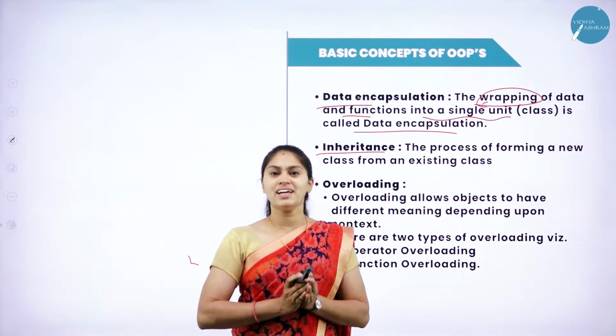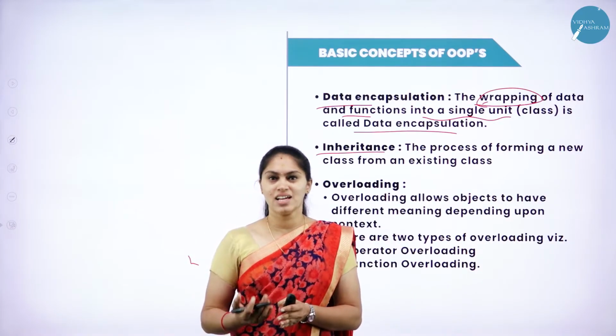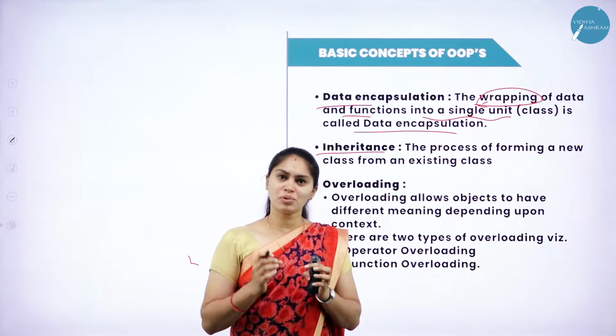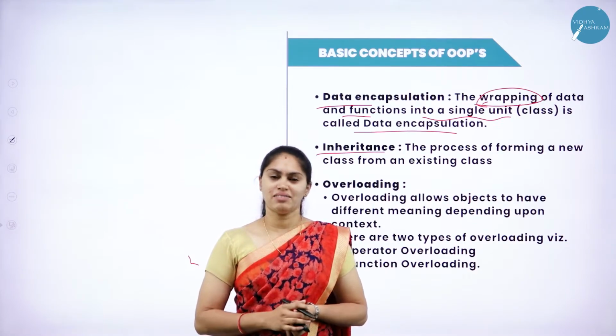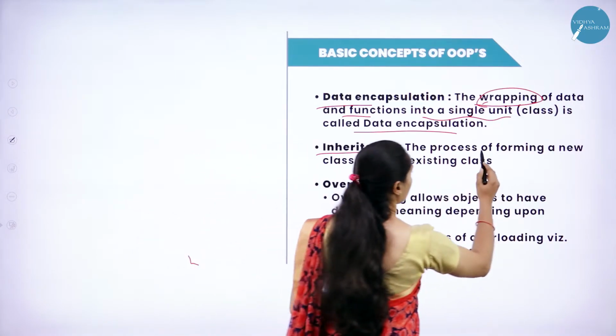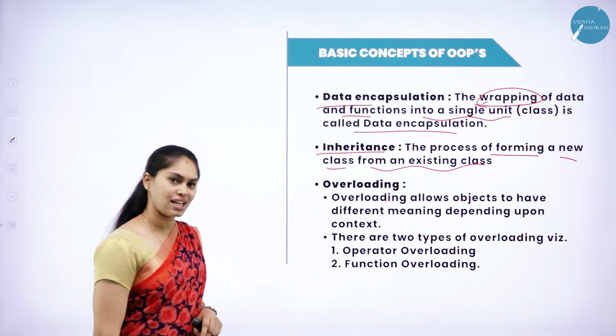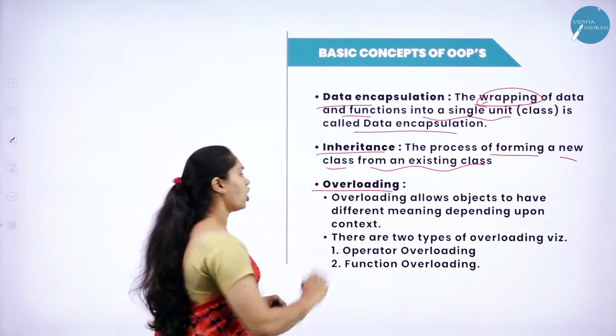In the same way, we have two classes: one is the base class and one is the derived class, or new class. If one class is acquiring the properties from another class, then that will be termed as what? Inheritance. So the process of acquiring or forming a new class from an existing class will be termed as inheritance.